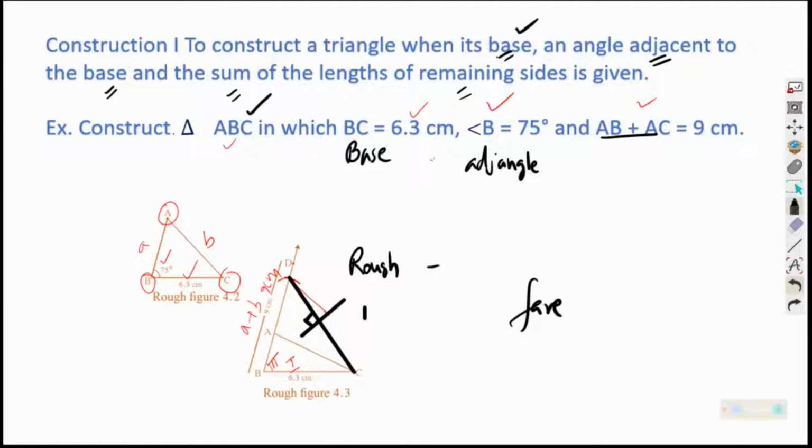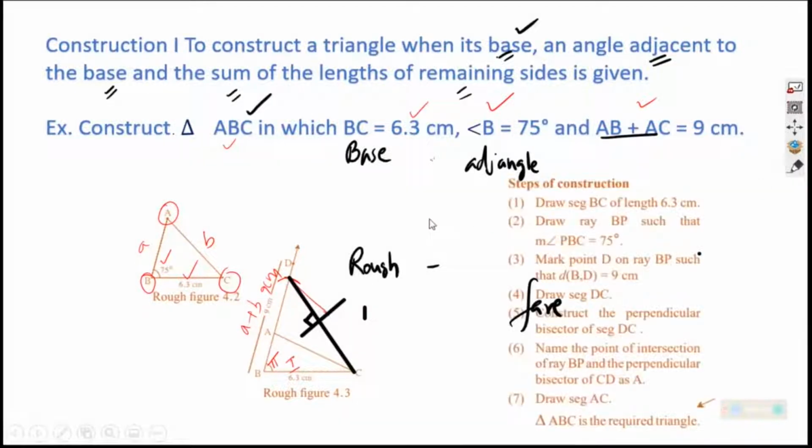This is a rough diagram, and you are going to make a fair diagram, and there are steps for construction. The steps for construction are very important. We should follow them. First we have to make the base, then we have to make the angle, then we have to measure the distance of 9 centimeter, then we have to go for drawing DC. I will give you these one by one clearly. This is again given in the textbook also.